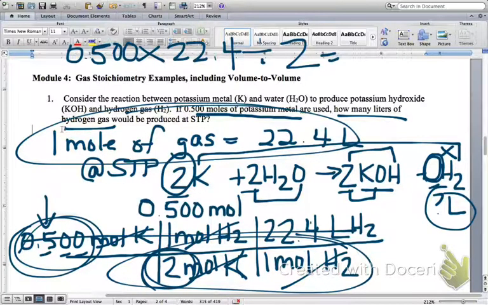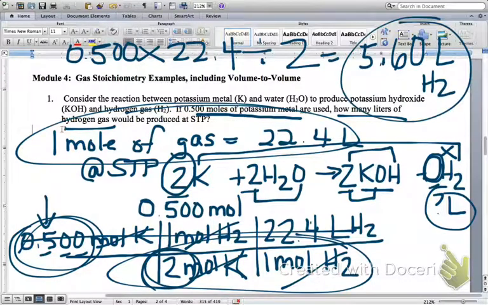Okay? So when I type that into my calculator, 0.500 times 22.4 divided by 2, my calculator gives me 5.6. Is that 3 significant figures? 5.6, that's only how many significant figures? 2. That's 2 significant figures. How can I make it 3? Add a 0. So it's going to be 5.60. And then we don't want to leave that naked. That's going to be liters of hydrogen. So our final answer there is 5.60 liters of hydrogen. And we're done. Okay?